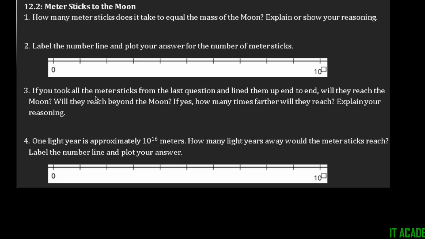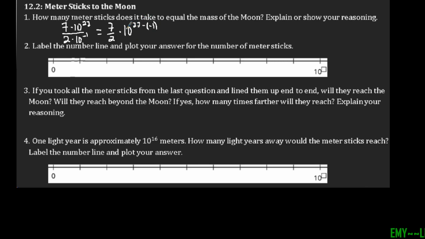So now let's say we do figure out what those calculations are. It says, how many meter sticks does it take to equal the mass of the moon? So we're going to do a little bit of division here. We have 7 times 10 to the 22nd power divided by 2 times 10 to the negative 1 power. Now that we have the same base, through division we can subtract the exponents. So this is going to be equal to 7 divided by 2 times 10 to the 22nd power minus a negative 1.